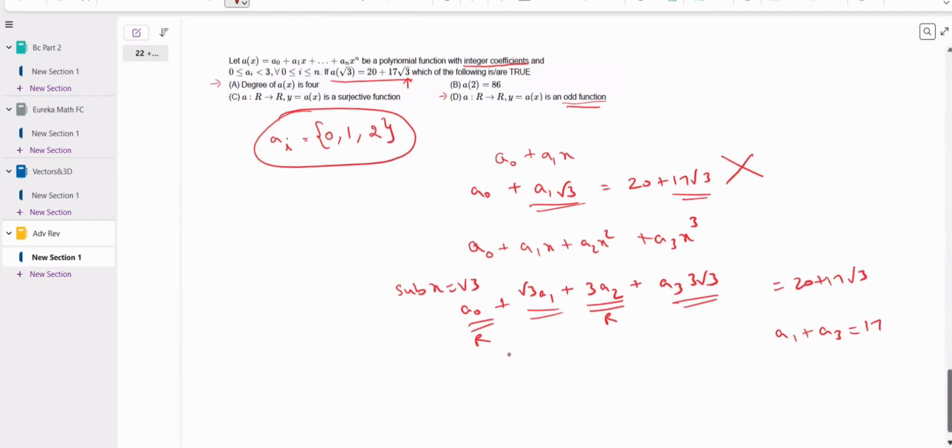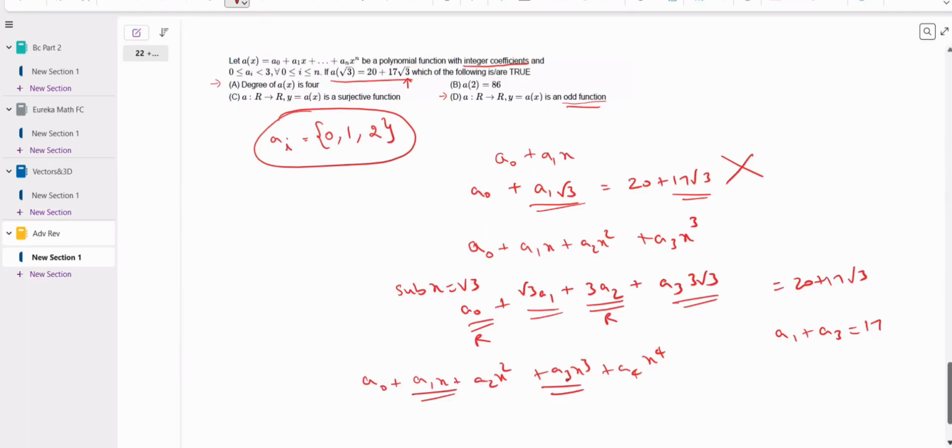So 17 is a big call. What I understand from that is its degree has to be a little higher than what we have. Even option A is talking about degree being 4. 4 is still a small number, I should say, no? a naught, a1x, a2x square, a3x cube, a4x power 4. Even if you go there, this will be your irrational terms, and the same scenario will stop you. You will still have a1 root 3 plus 3 root 3 into a3.